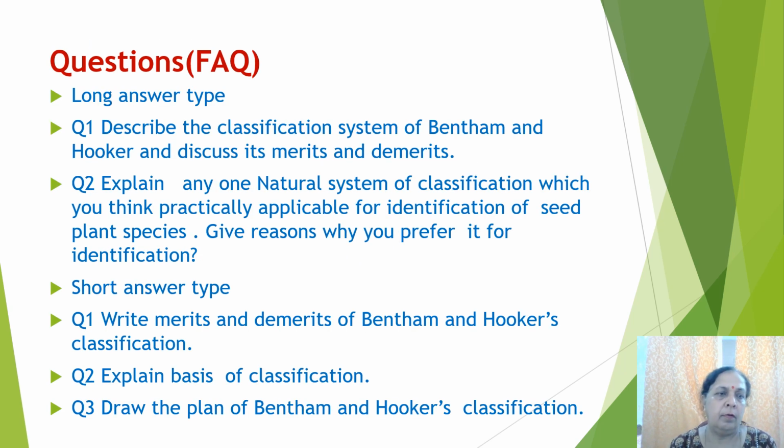Questions for this topic are following. Long answer type questions. First question is describe the classification system of Bentham and Hooker and discuss its merits and demerits. Second question is explain any one natural system of classification which you think practically applicable for identification of seed plant species. Give reasons why you prefer it for identification.